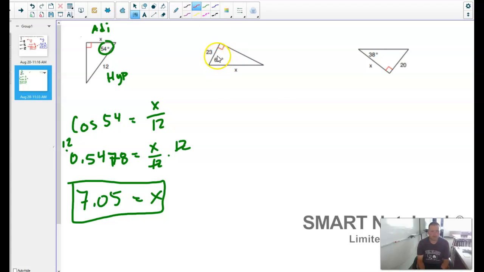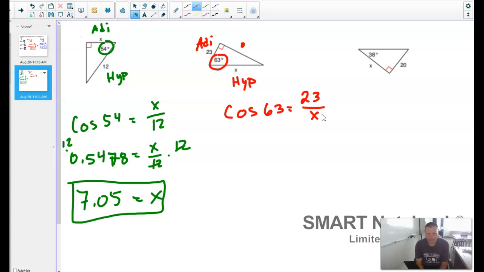So again, same process, identify your trig function. There's my angle, there's my hypotenuse, and then my opposite would be here, so this has to be the adjacent. So again, I'm using cosine, so I'd go cosine 63, and then my adjacent, there's 23 over x. The reason why I did this one is because these last two have the x's in the denominator. It's important that if it's the adjacent over the hypotenuse, you put the adjacent over the hypotenuse. Don't try to just assume the x is always in the numerator. So once we do this, let's solve this.